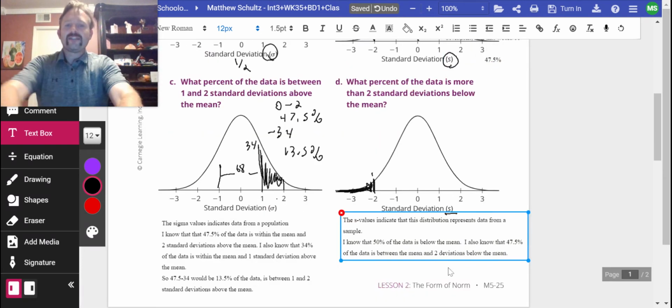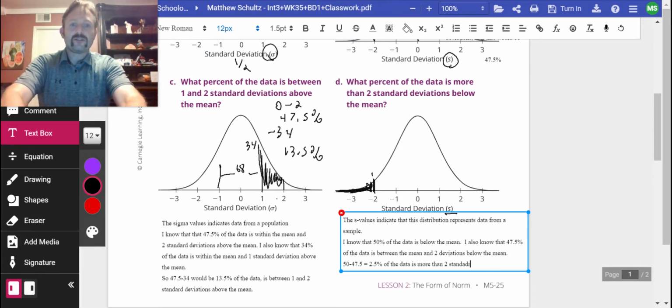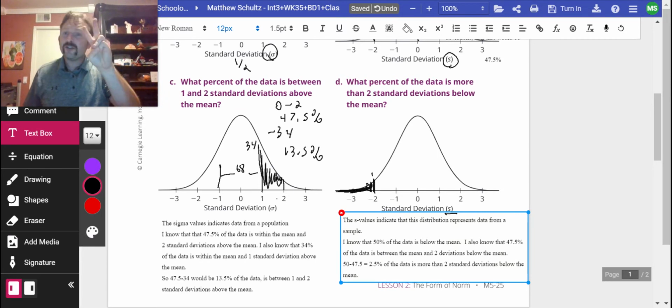So if you take that data, 50% minus 47.5, that would be 2.5% of the data is more than 2 standard deviations below the mean. There we go. All right, so we're going to go on to the next part in 5, 4, 3, 2, 1.